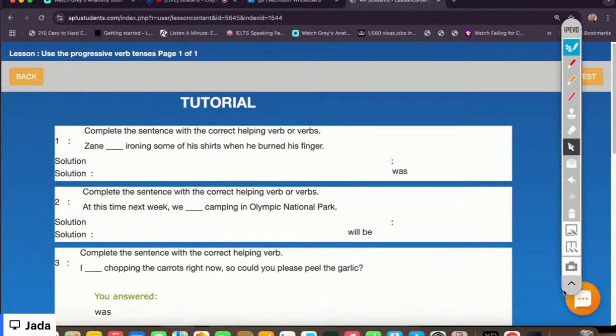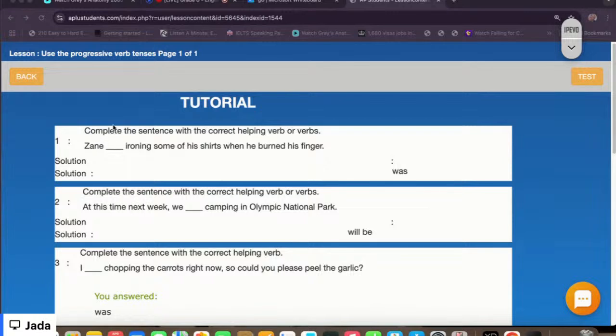All right, so let's look at some examples. Complete the sentence with the correct helping verb. Zayn was ironing some of his clothes when he burned his finger. So when he burned his finger, he was ironing because it's in the past. He already burnt his finger. All right. At this time next week, we will be camping in Olympic National Park. So it's talking about next week, not right now. So by this time next week, this is what we will be doing.